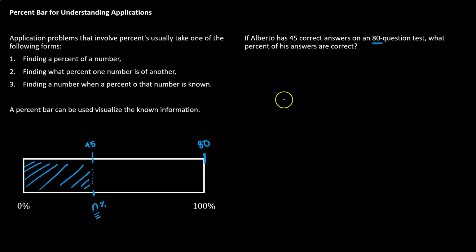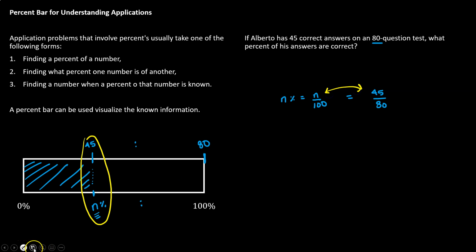So what we'll do is we'll say n percent is equal to n over 100. And we know that that proportion, n to 100, needs to be equal to the proportion 45 to 80. So I'm going to set that up 45 to 80. So 45 and n are in the same position. They correspond to the same line on the percent bar, so they should both be in the numerator. 80 and 100 correspond to the same position, so they should both be in the same position in our proportion. They're both in the denominator.